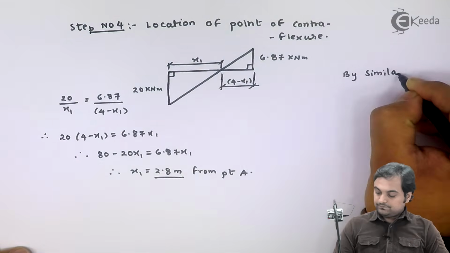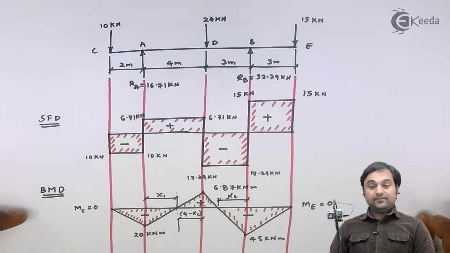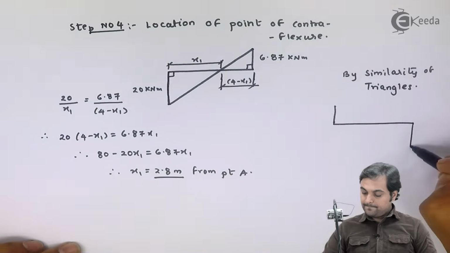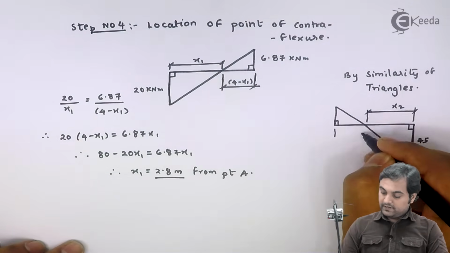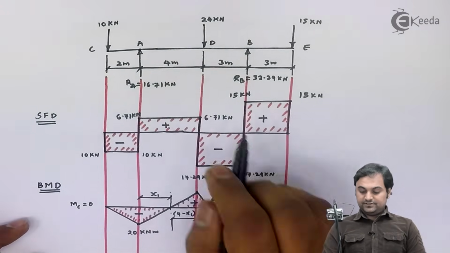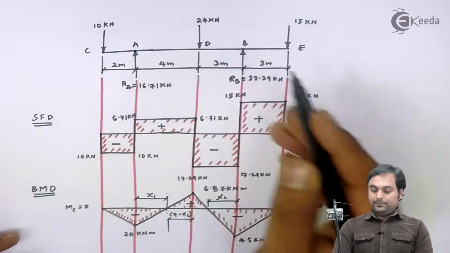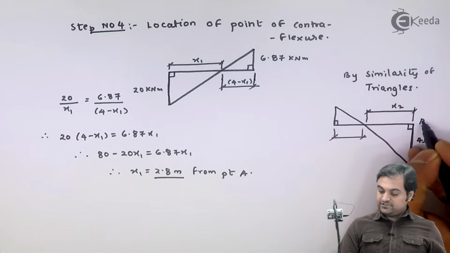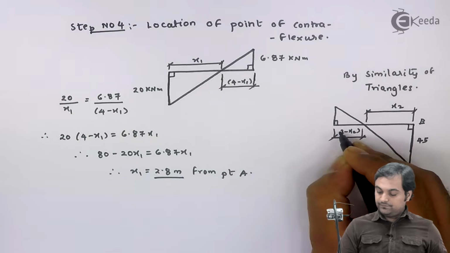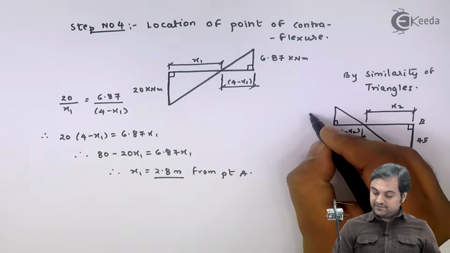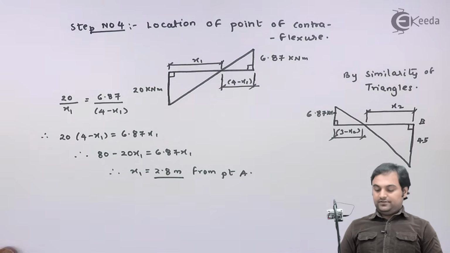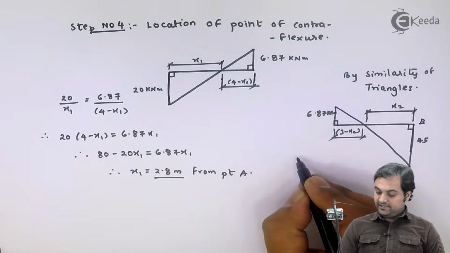triangle, here I have a triangle whose base is x2, height is 45, and I have a smaller triangle whose base is, since this distance is 3, if I am taking x2 from B, this is point B, from this if I am taking x2, so the remaining distance is 3 minus x2, and the height here is 6.87 kilonewton meter.